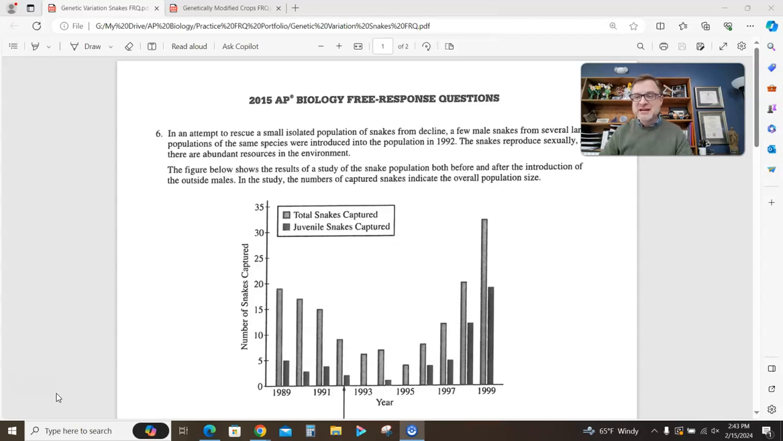Alright, this is question 6 on the 2015 AP exam. In an attempt to rescue a small isolated population of snakes from decline, a few male snakes from several larger populations of the same species were introduced into the population in 1992. The snakes reproduce sexually, and there are abundant resources in the environment. The figure below shows the results of a study of the snake population both before and after the introduction of the outside males. In the study, the numbers of captured snakes indicate the overall population size.